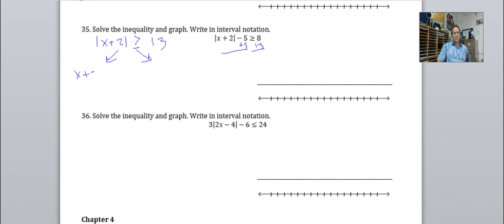X plus 2 is greater than or equal to 13. Another one is x plus 2, where you have to flip the inequality and change this into a negative. That's how we're going to get, for one of them, x is greater than or equal to 11, and x is less than or equal to negative 15.